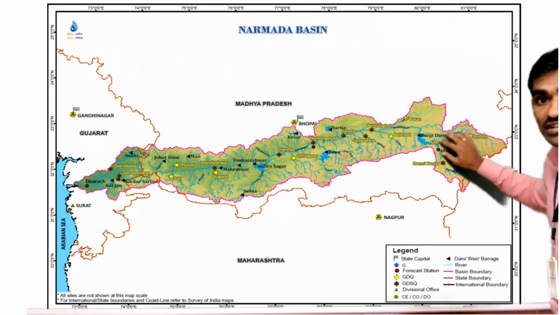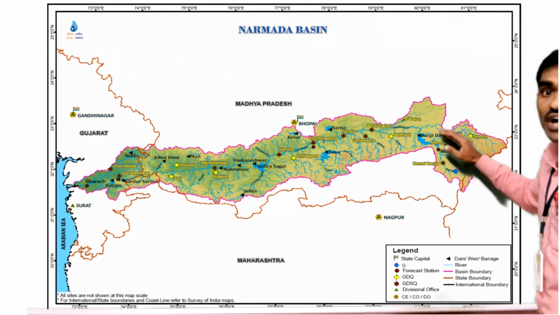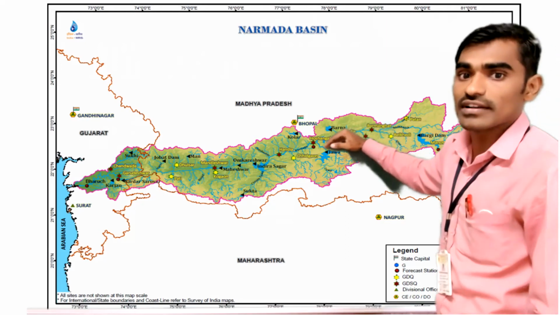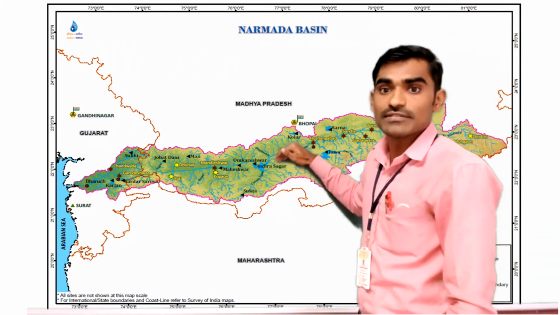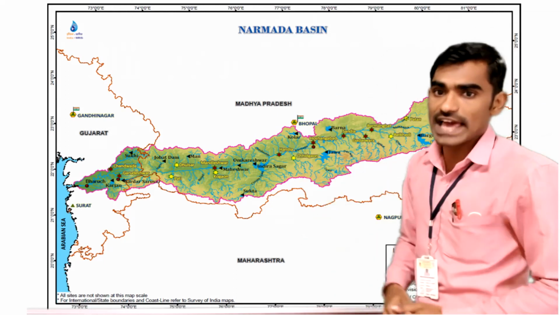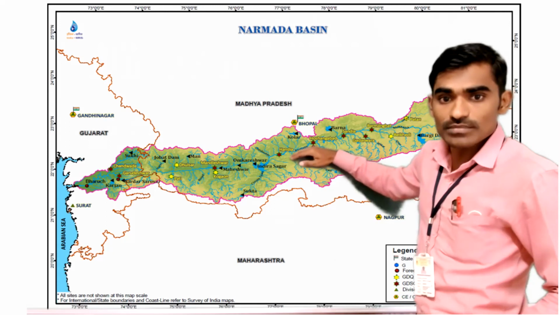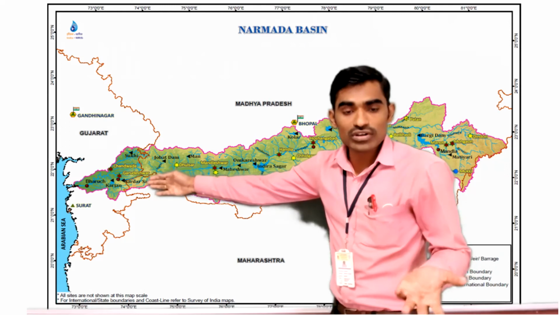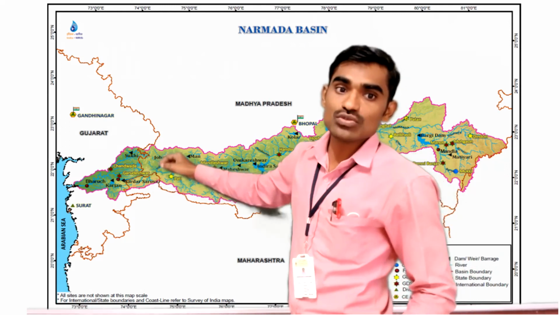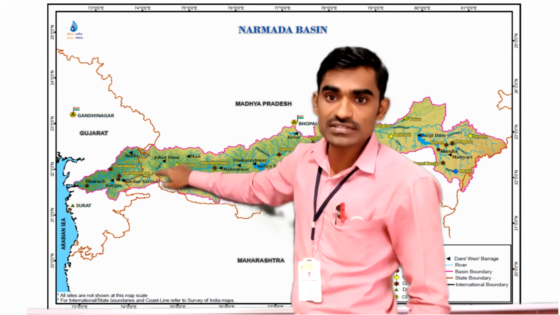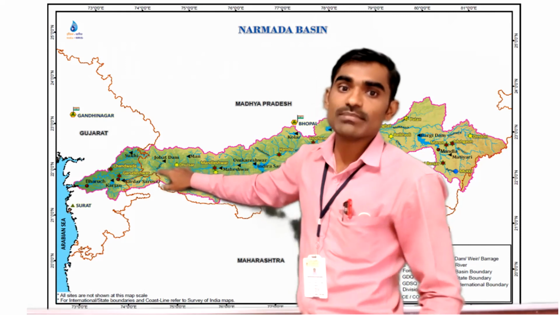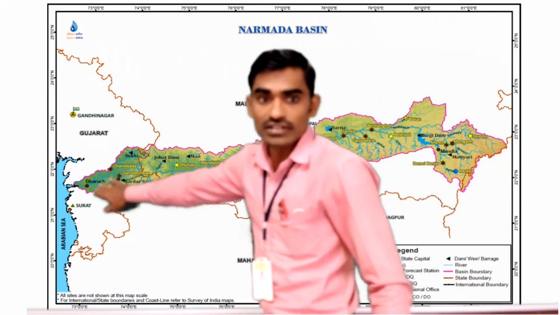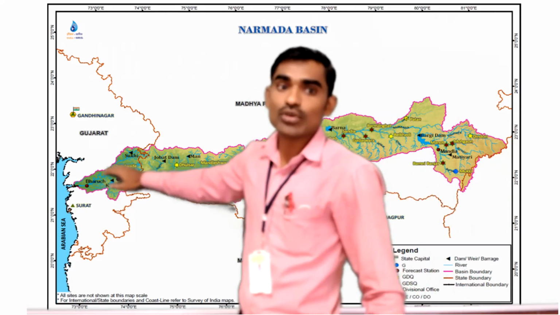So this is the picture in front of you. It starts from the Amarkantak hills and begins its journey, flowing towards the west side through a rift valley. This rift valley has been formed due to the faulting of the land. Near the borders of Gujarat and Madhya Pradesh, you have the Sardar Sarovar Dam, which generates electricity by using the Narmada River. So this is the basin, the important west flowing river, the Narmada.